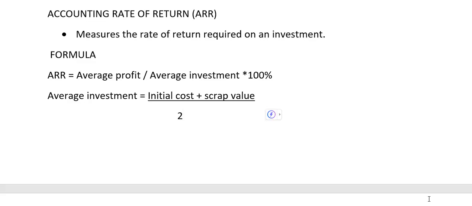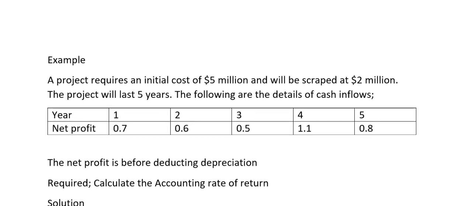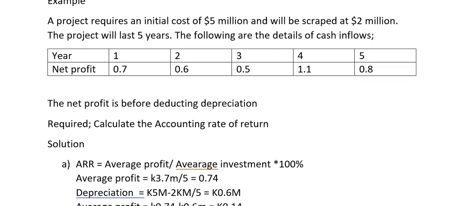So when you are asked for the accounting rate of return, before you do anything, find the average investment. Average profit is very easy to find, but average investment: initial cost plus scrap, divided by 2. For average profit, you just take your total profit divided by total number of years. That's our question.